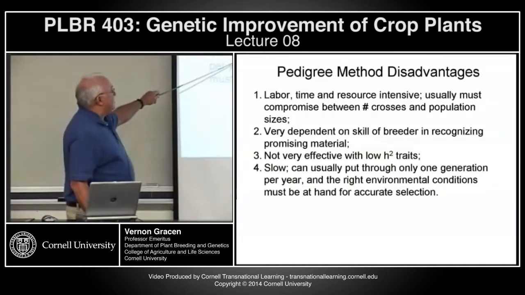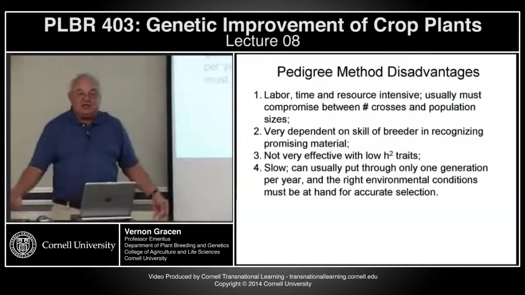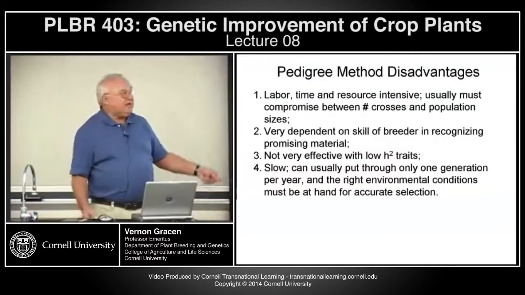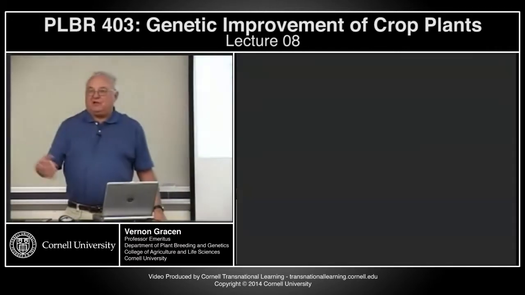All right, the other thing is it's really slow. You can only go one generation a year because, again, the selections that you make have to be in the environment where the farmer is going to grow your final variety.